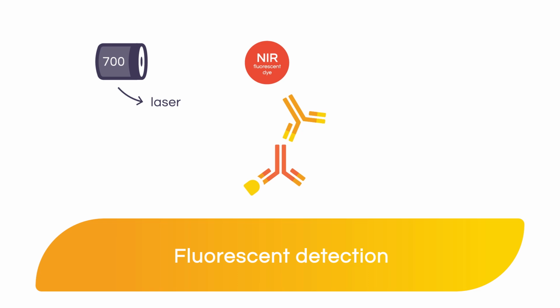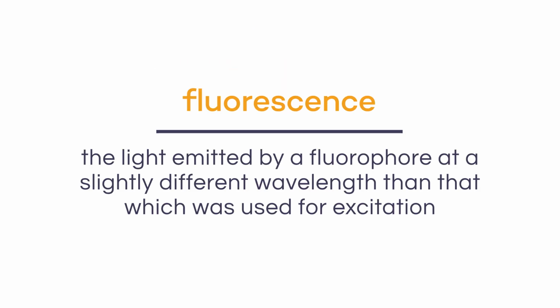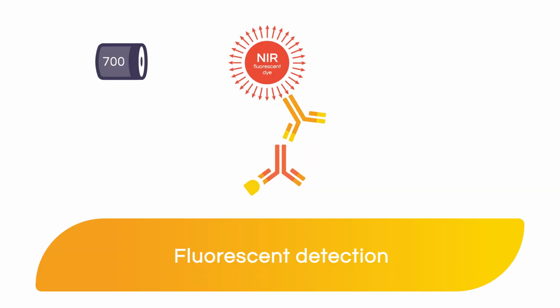As a reminder, detection is achieved by first exciting the fluorophore using an appropriate light source, such as a laser, which is tuned to excite the dye at its peak excitation wavelength. When it is excited, the dye will fluoresce, meaning that it gives off light at a slightly different wavelength to that which was used for excitation. The emitted light signal can be measured by an appropriate detector, such as an avalanche photodiode or a camera chip.